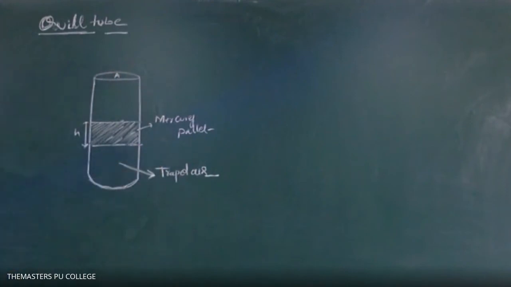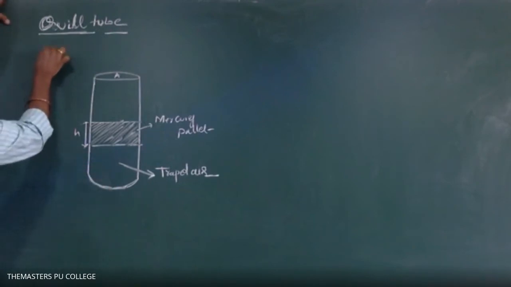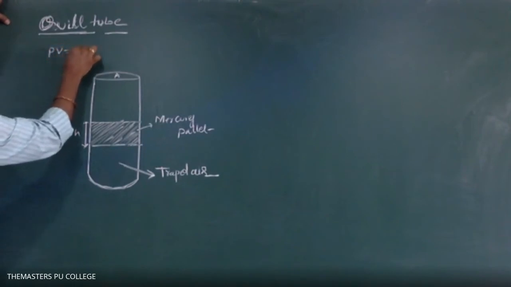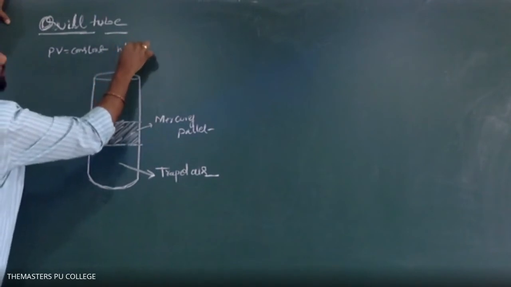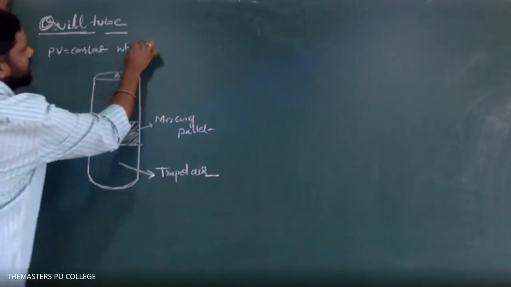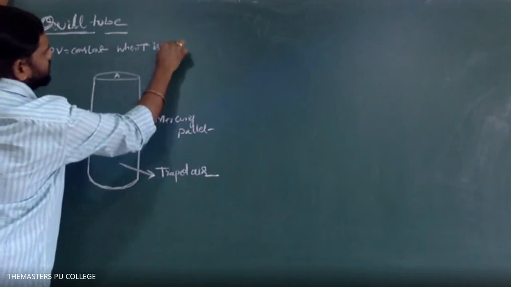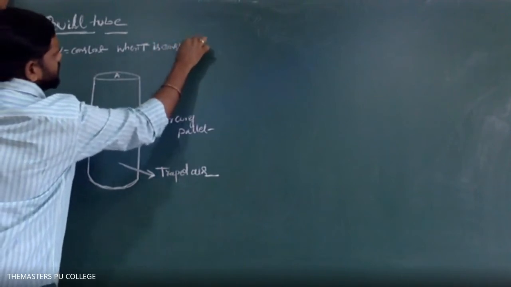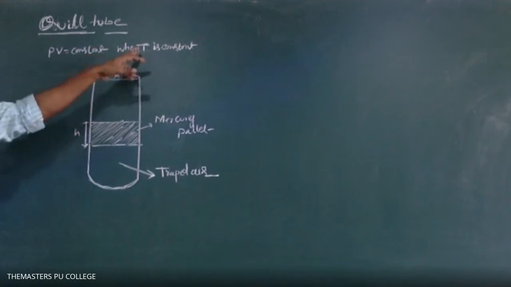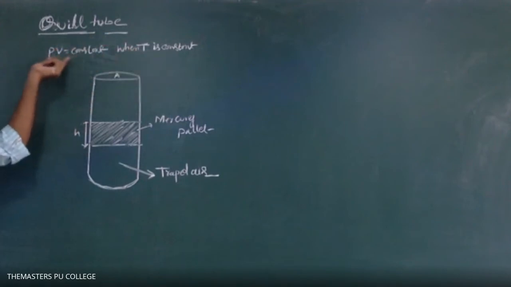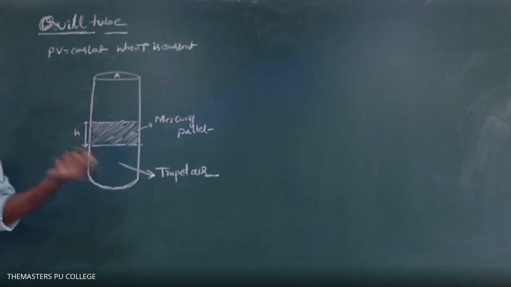So this is what the quill tube means. The quill tube is used to verify Boyle's law. What is Boyle's law? The product of pressure and volume is constant when temperature T is constant. So if you prove that T is constant in this case, then Boyle's law is verified.